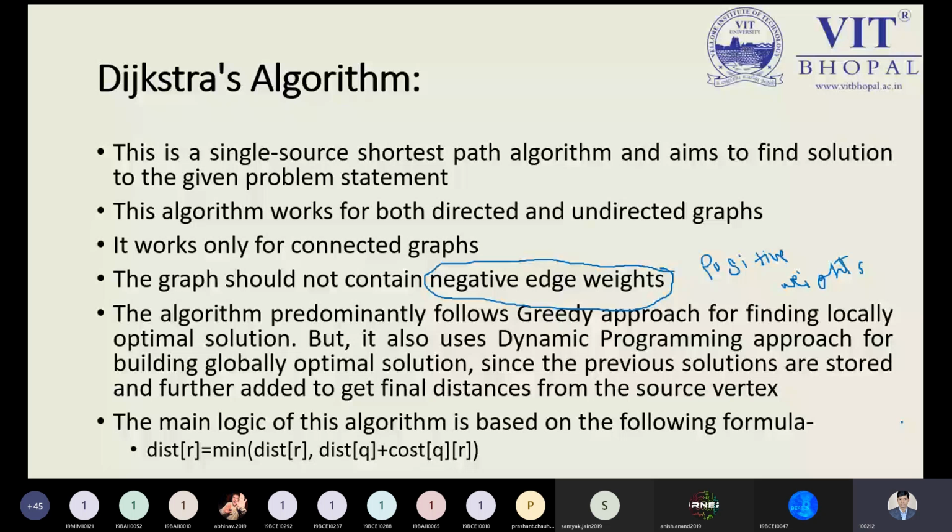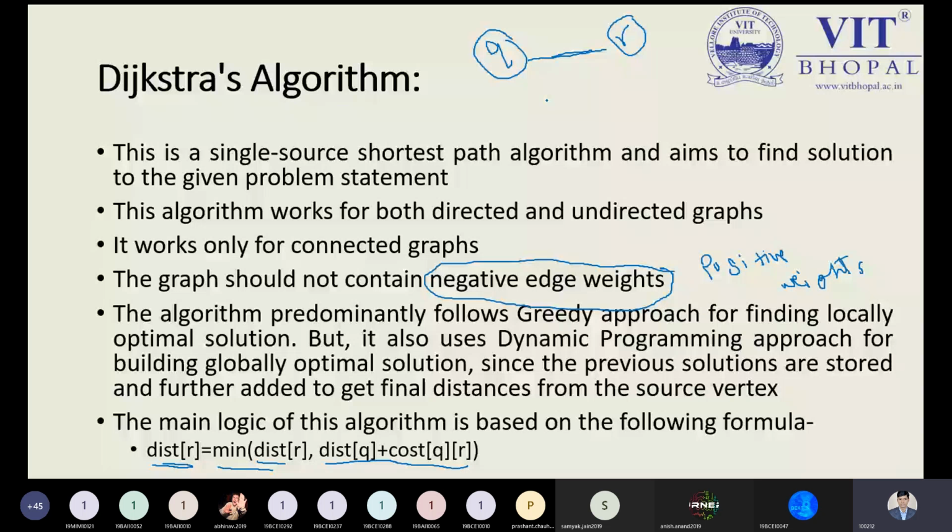The main logic of this algorithm is based on the following formula: distance r is the minimum of distance r and distance q plus cost qr. These are the vertices q and r. From q to r, we need to find the minimum distance of r. Then the distance of q plus the cost from q to r will be added here. So we will find this path.